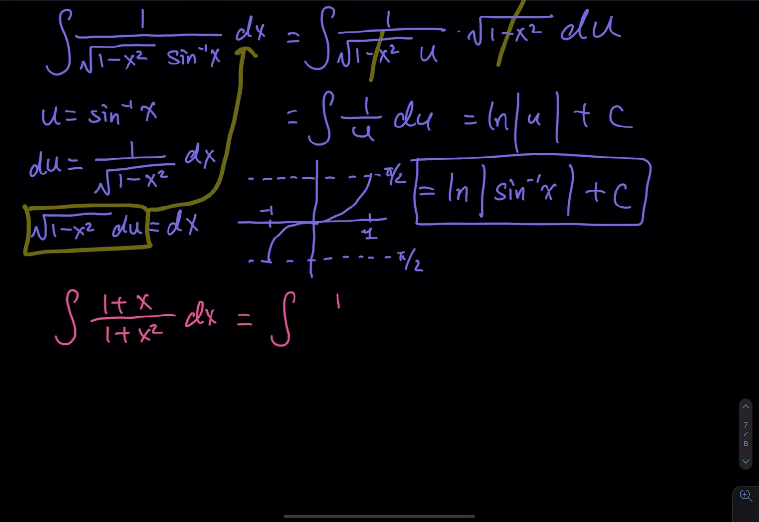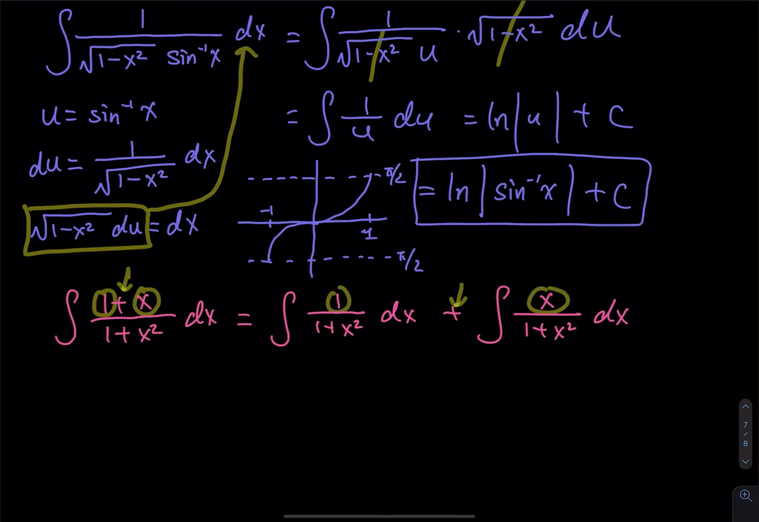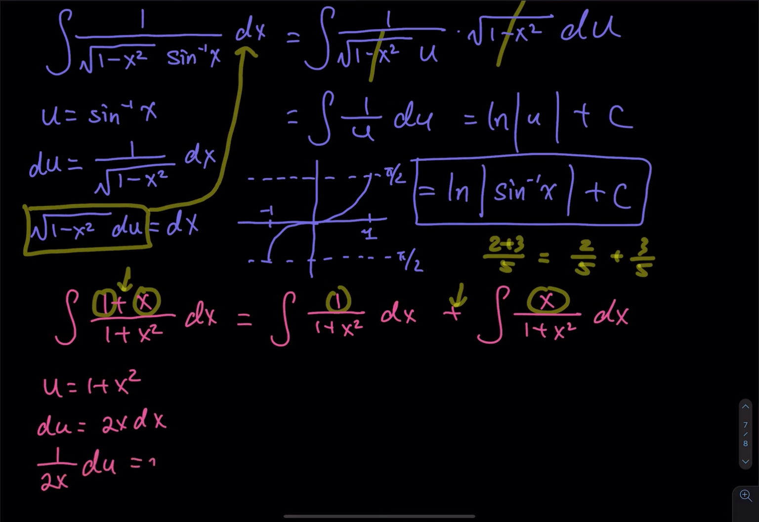So you have the integral of 1 divided by 1 plus x squared dx plus the integral of x divided by 1 plus x squared dx. So how do we split that up? The 1 goes here, the x goes here, the plus goes here. Just like 2 plus 3 divided by 5 is equal to 2 over 5 plus 3 over 5. Okay, so that divides up into two integrals, and I decide to let u be 1 plus x squared, so du is equal to 2x dx, and then 1 divided by 2x du is equal to dx.